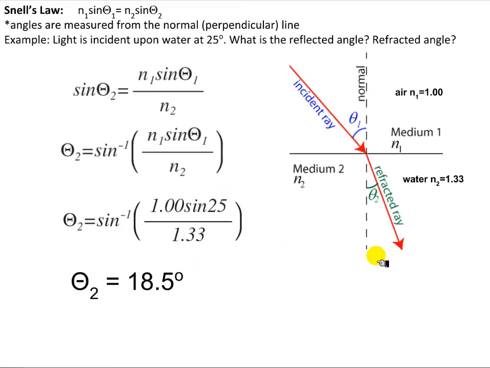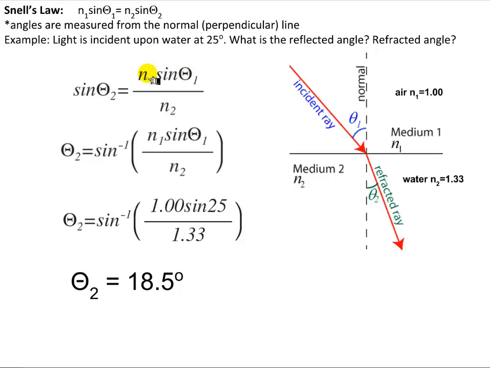Okay, so as we've learned, light bends when it goes from one medium to another. It bends according to Snell's law, which is this equation here. It says take the index of refraction of what material you're in, so in air, multiply that times the sine of the angle of your incident ray relative to the normal line. That should equal the index of refraction of the medium you're going into times the sine of the refracted ray relative to the normal line.